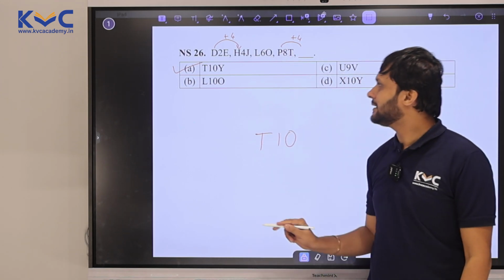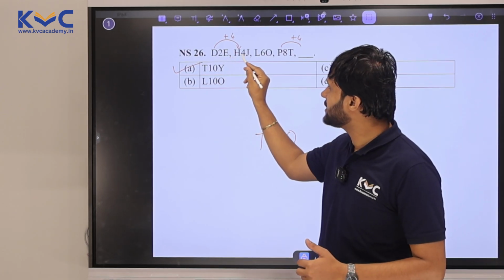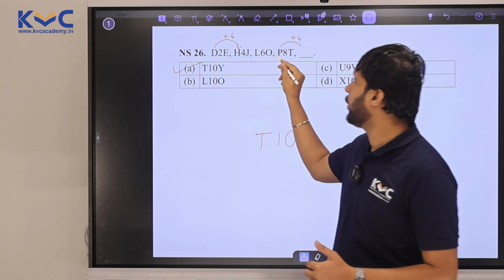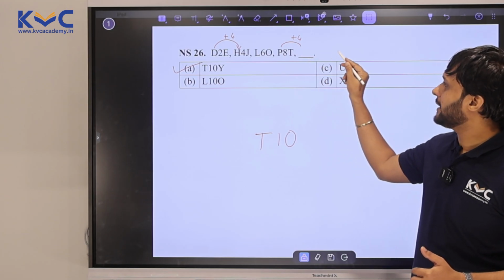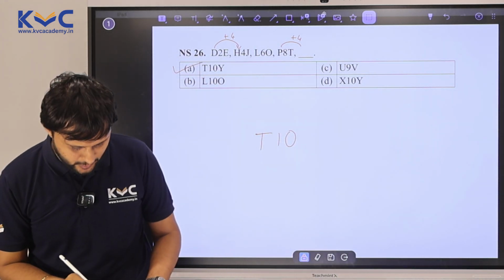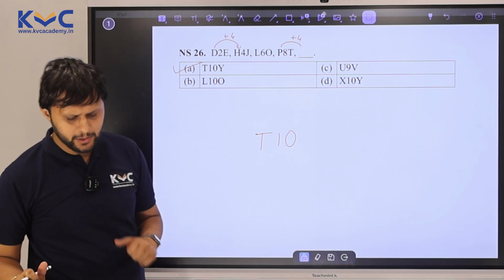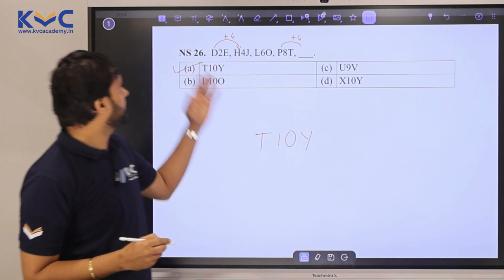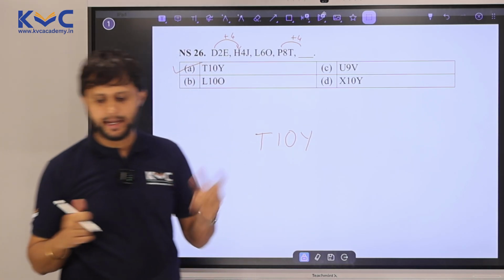The third one is E. E, F, G, H, I, J. K, L, M, N, O, P, Q, R, S, T, U, V, W, X, Y. So we have Y as the answer. So option A is the right answer. That was the only option we had after satisfying the first 2 characters, 3 characters in total.